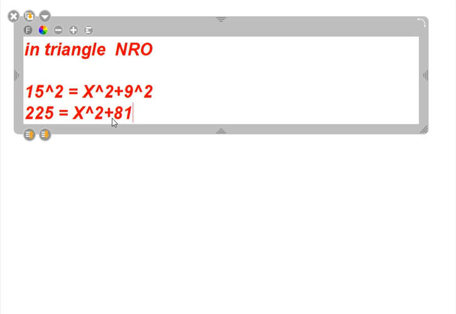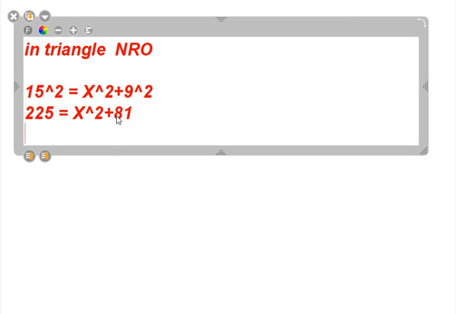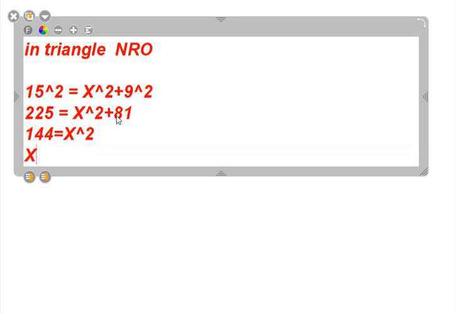If we were to make x squared the subject of the formula, we have to take 81 to the other side, and it becomes a minus. So 225 minus 81 is 144. And we have that x squared is equal to 144. But x alone is the square root of 144, which is 12. So that's our x.